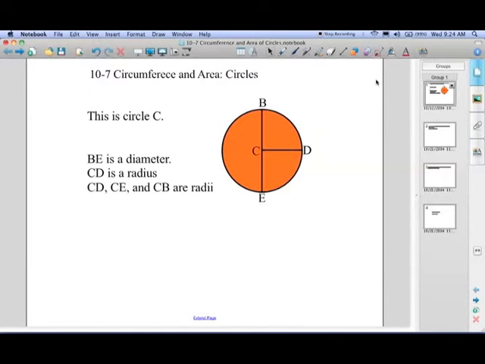10-7, circumference and area of circles. The orange circle is labeled circle C because C is the center of the circle. And circles are always given their name by the letter that describes the center of the circle.